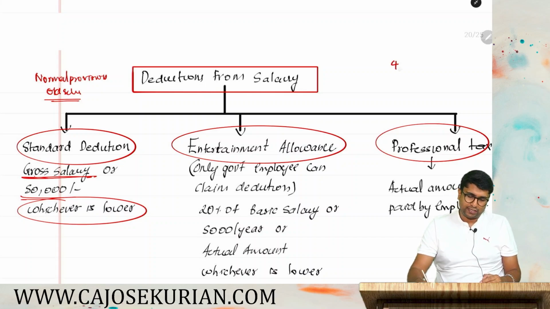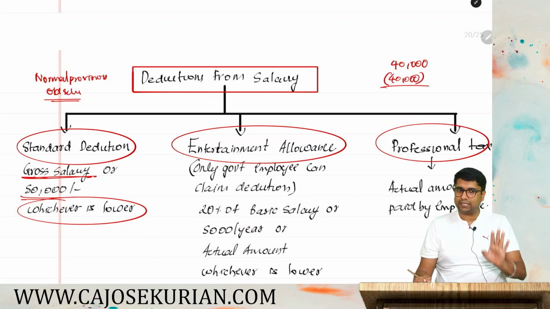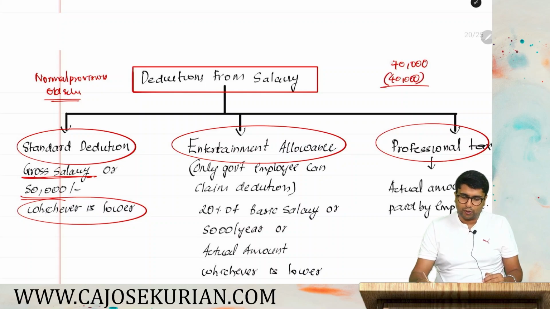Say for example, 40,000 is the gross salary, then standard deduction is 40,000. You cannot claim standard deduction of 50,000 and you cannot say that it is a loss. That's not permissible. What if the gross salary is say 1 lakh? If the gross salary is 1 lakh, then you can claim standard deduction of how much? Maximum up to 50,000, and the remaining 50,000 shall be the taxable salary.